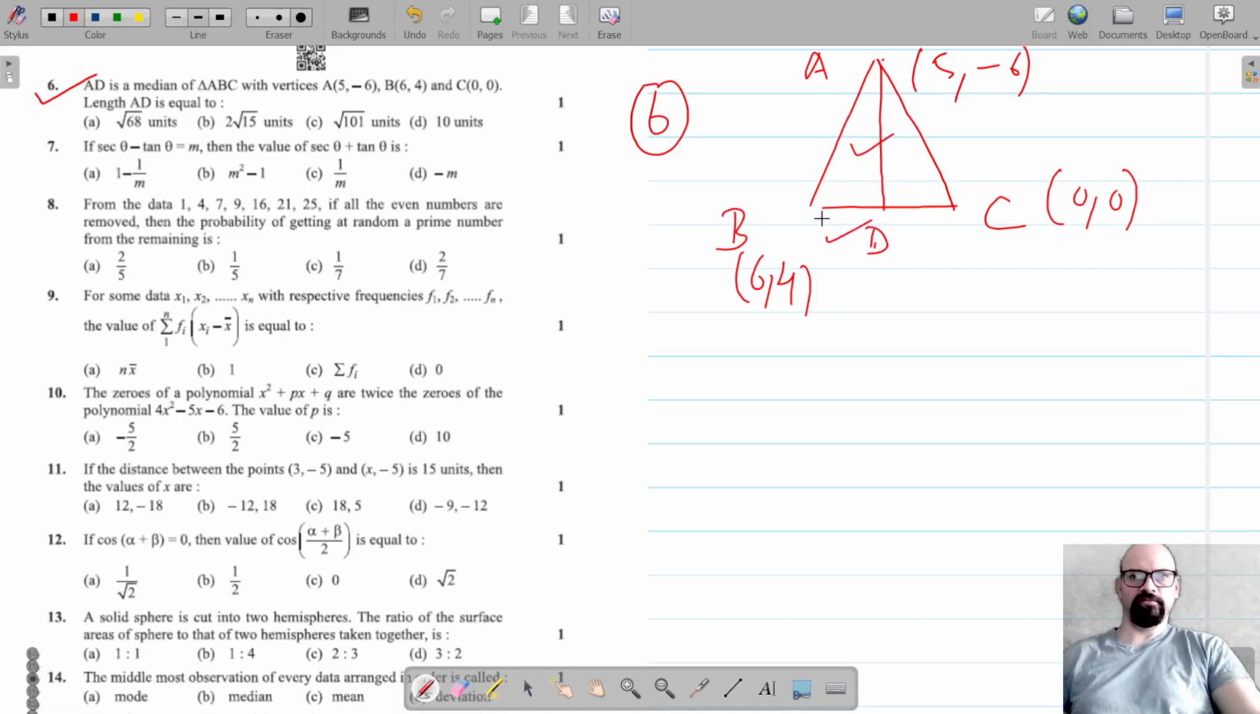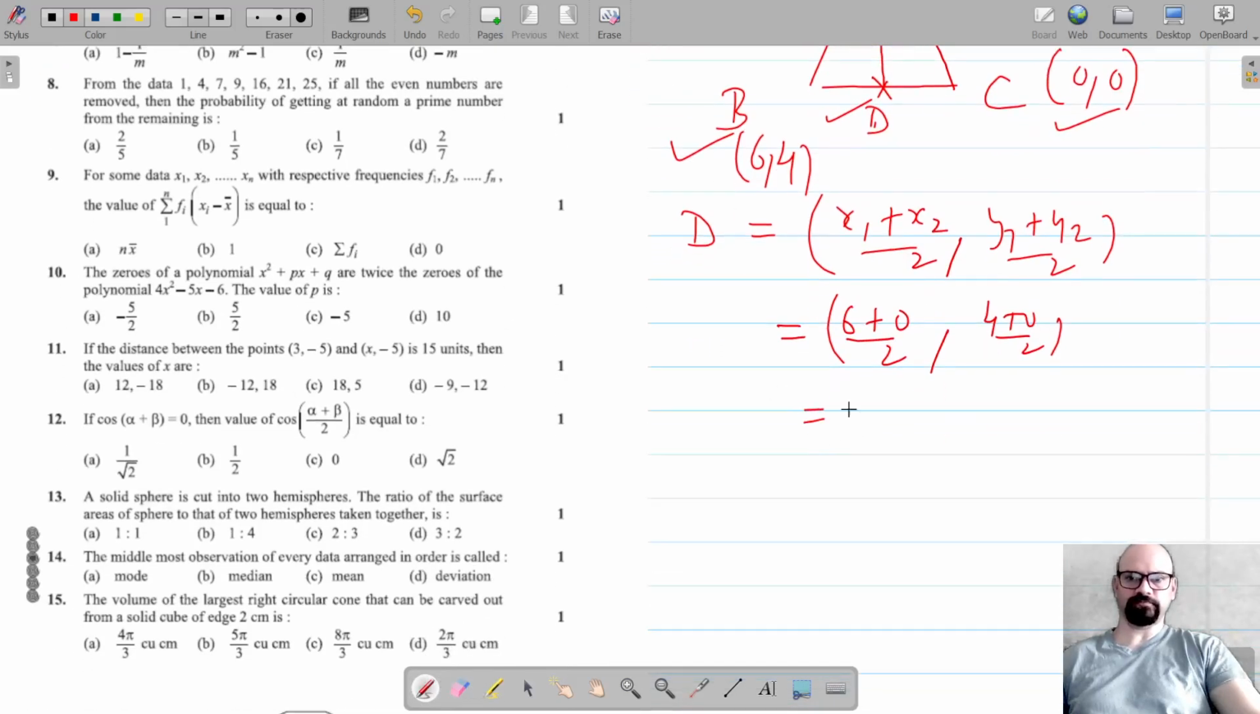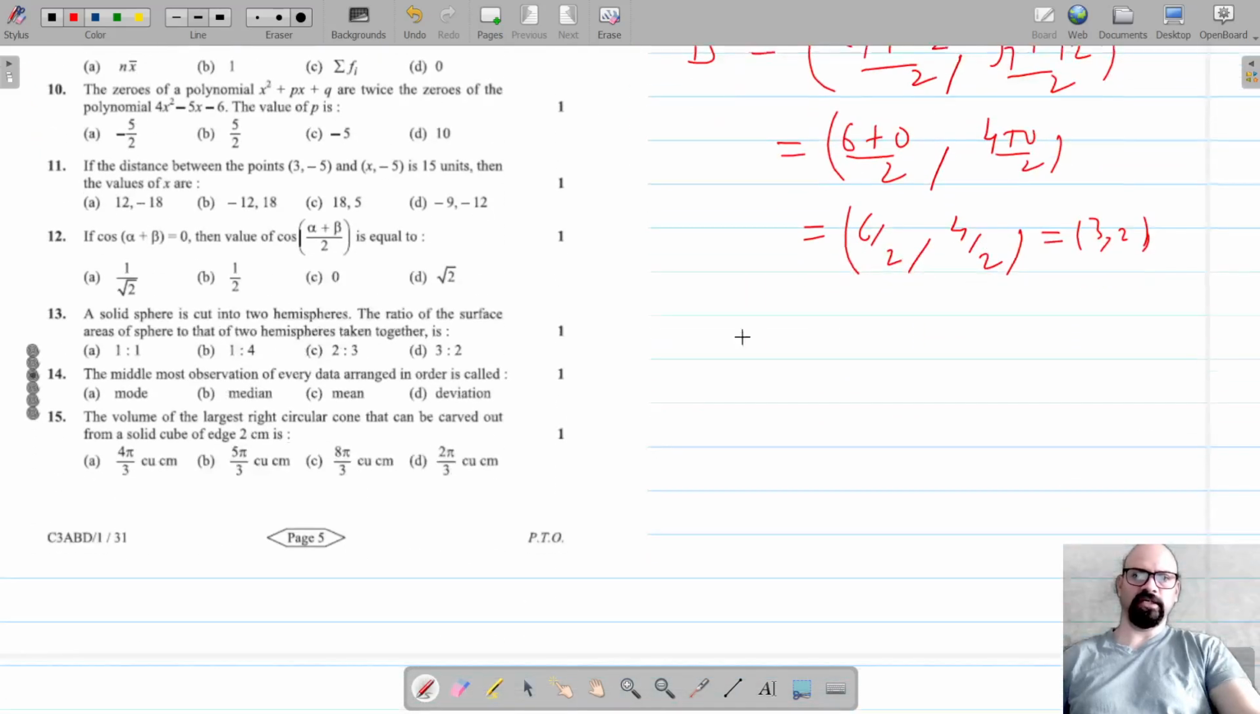So let's find the coordinates of D. Since AD is the median, D is the midpoint of B and C. And the coordinates of D, because D is the midpoint, will be given by (x1 plus x2) by 2, and (y1 plus y2) by 2. These are the coordinates x1, y1 and x2, y2. So (6 plus 0) by 2, (4 plus 0) by 2, which gives us 6 by 2, 4 by 2, and that is equal to (3, 2). So the coordinates of D are (3, 2).